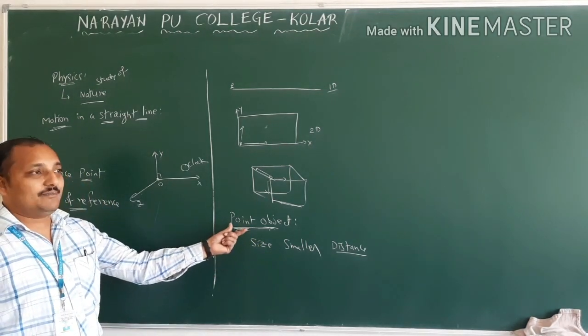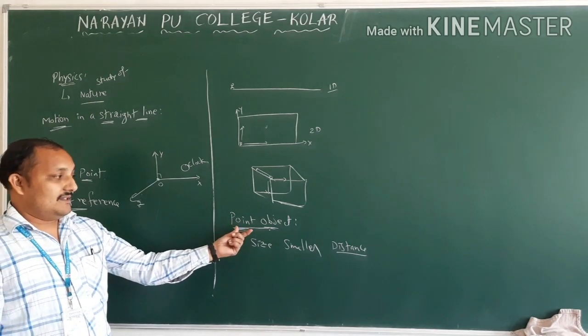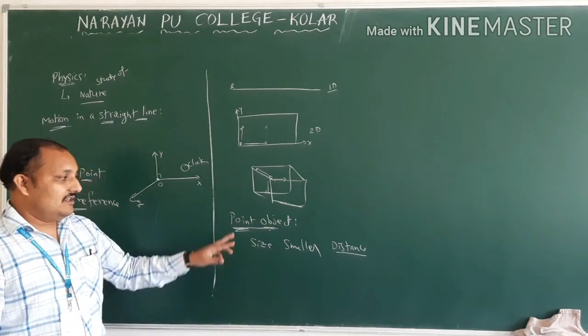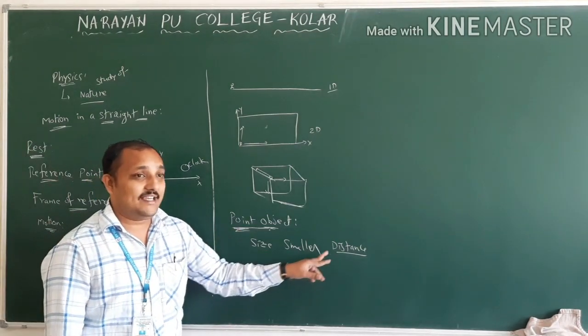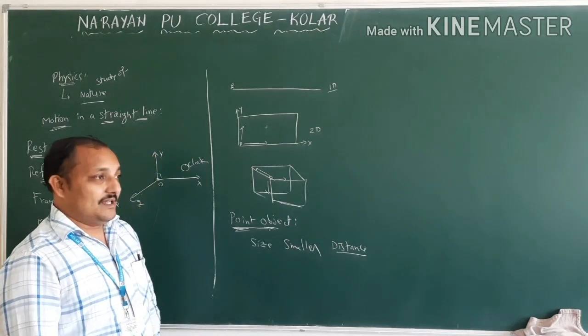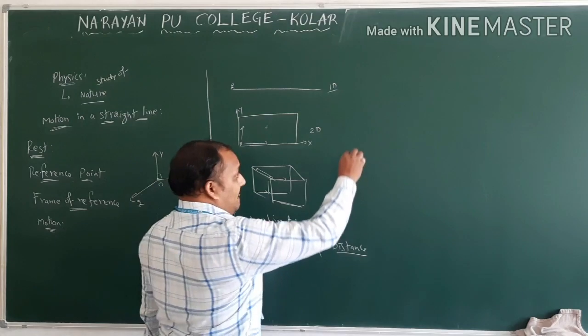Now we understood what is meant by a point object. I may ask this after the second lesson started. Therefore, remember this: point object. The size of the object is smaller than the distance covered by the object, then the object is said to be a point object. Okay.